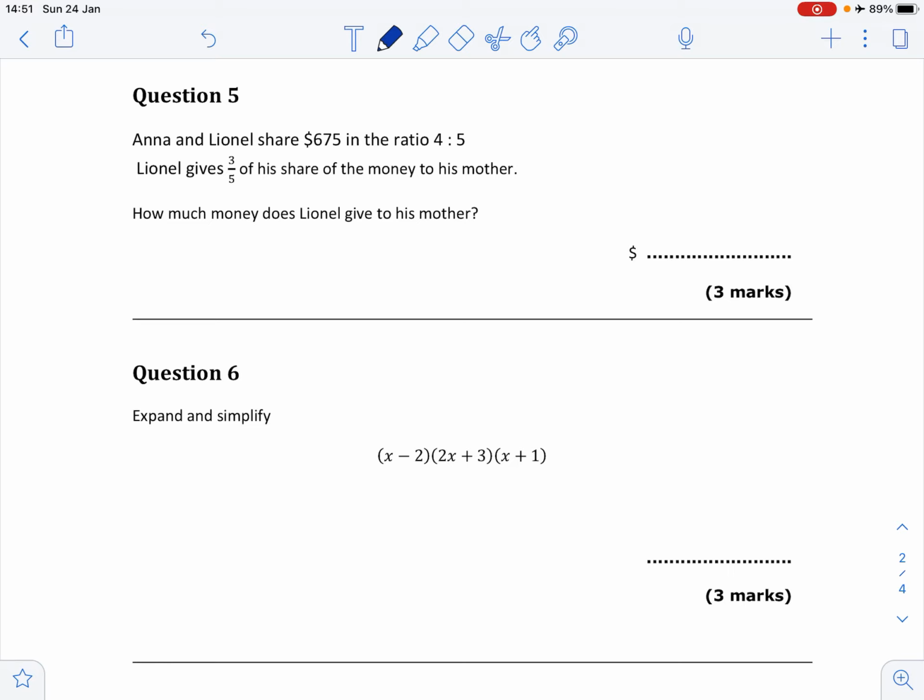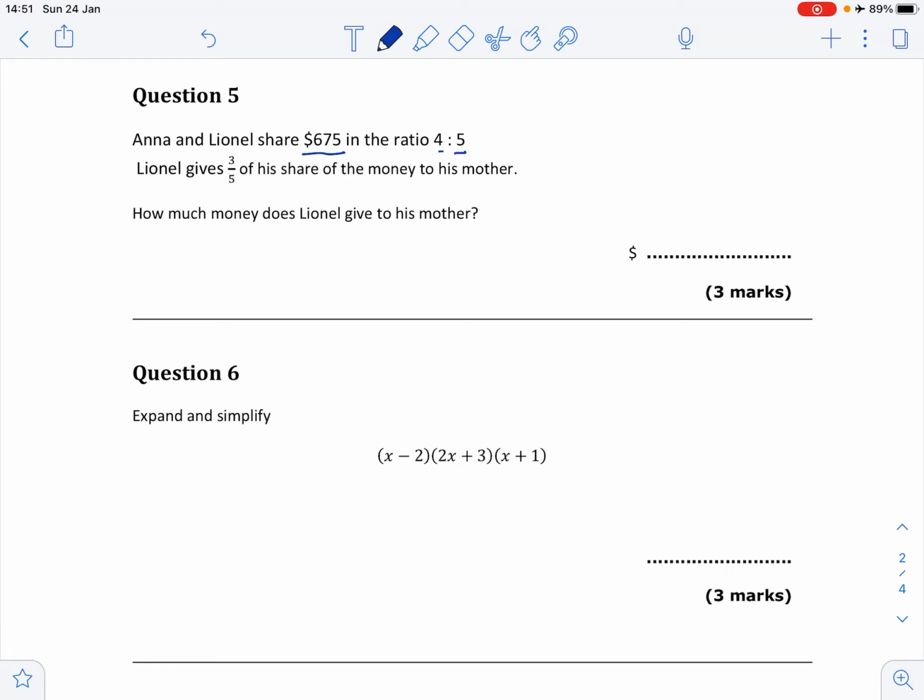Question 5. We are told Anna and Leo share 675 in the ratio of 4 to 5. So we need to find out how much one share is worth. So let's have a look. So we have 4 plus 5.